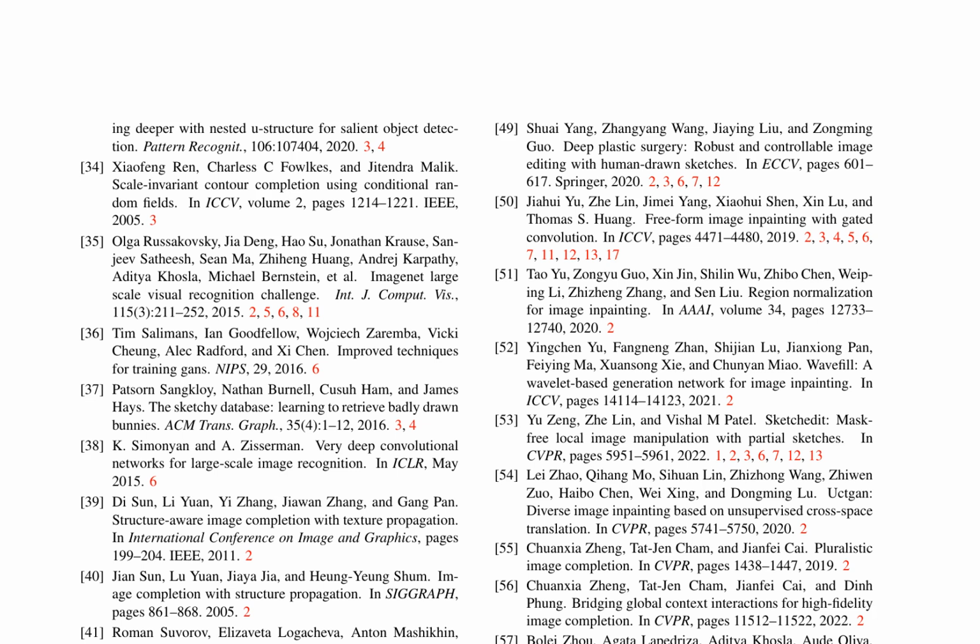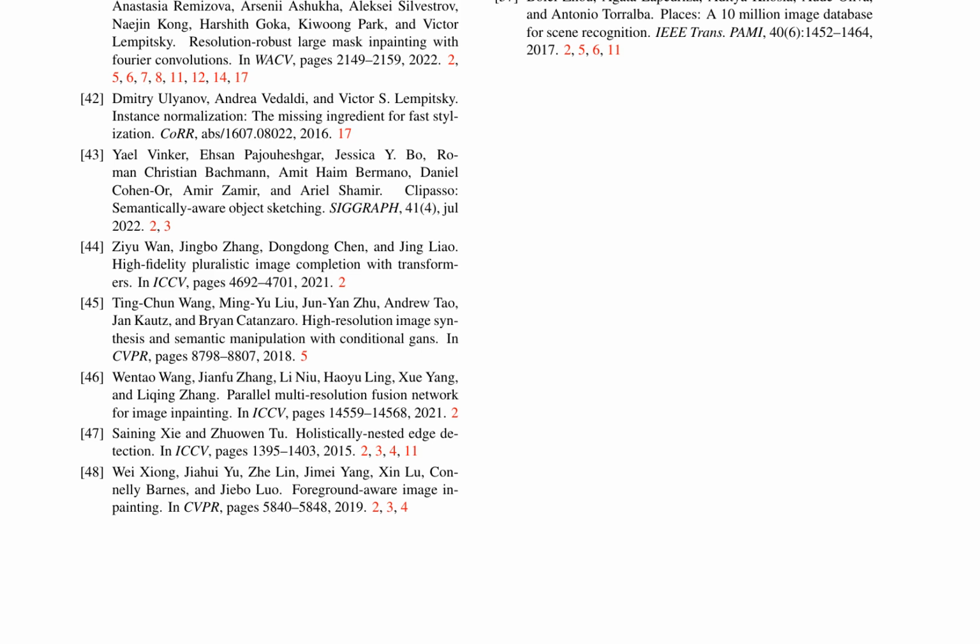The research emphasizes the significance of nested U structure for salient object detection, leveraging conditional random fields for scale-invariant contour completion. Instance normalization is highlighted for fast stylization in image editing, while transformers are crucial for high-fidelity pluralistic image completion. The need for robust and controllable image editing is stressed, drawing examples from various papers on image inpainting and object detection.